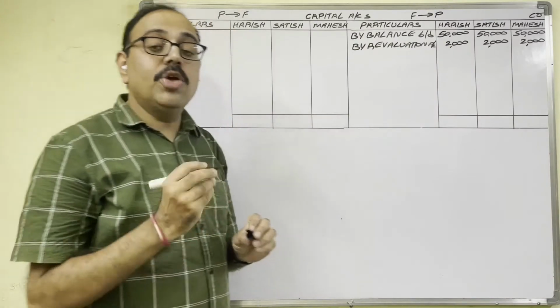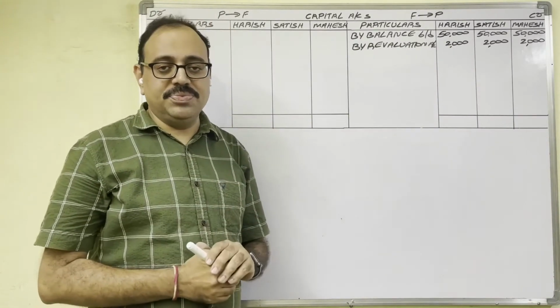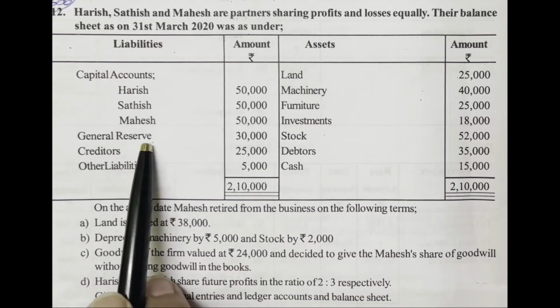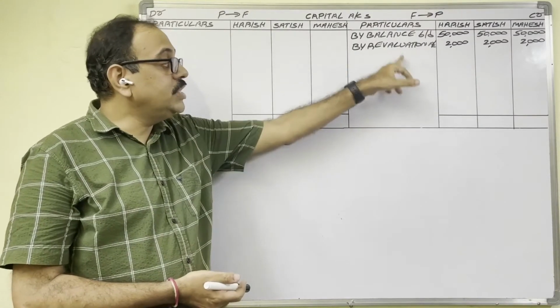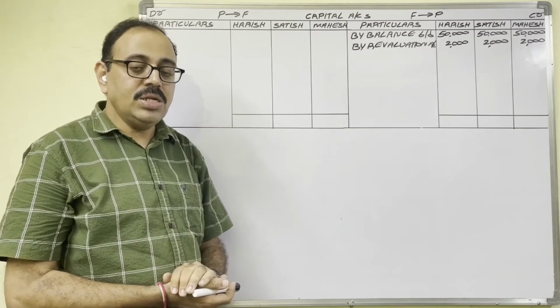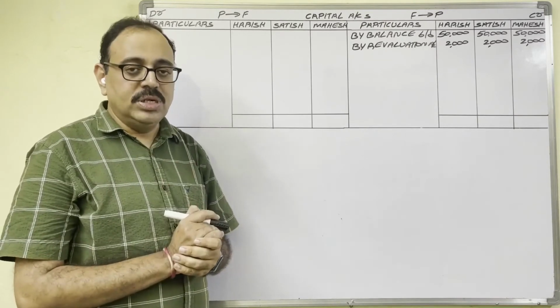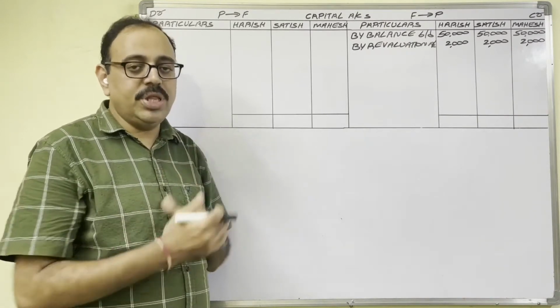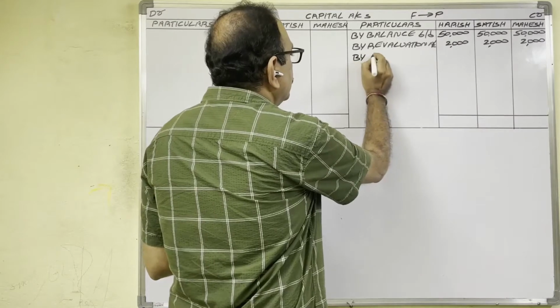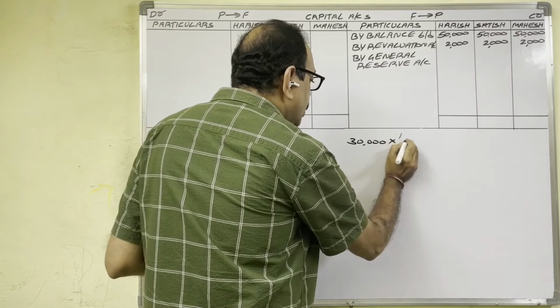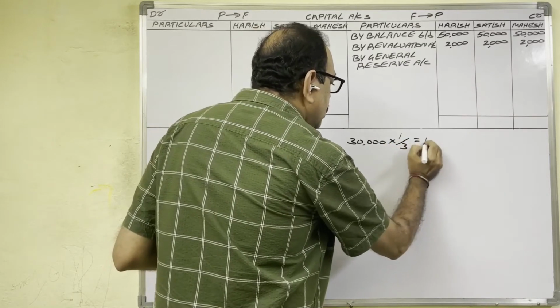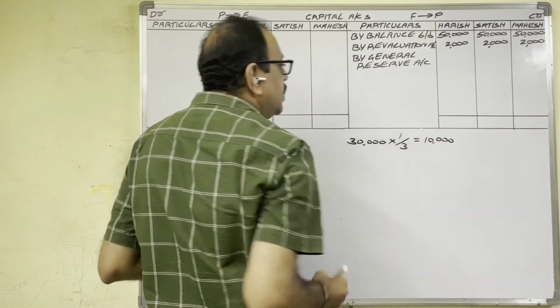Next come to accumulated profit. General reserve. Liability side, general reserve 30,000 rupees. General reserve amount we have to show on the credit side of the capital accounts because this is the partners' amount. If they retire, the firm should pay to them. By general reserve 30,000 rupees in old ratio 1:1:1, 1/3 each, 10,000 rupees each.